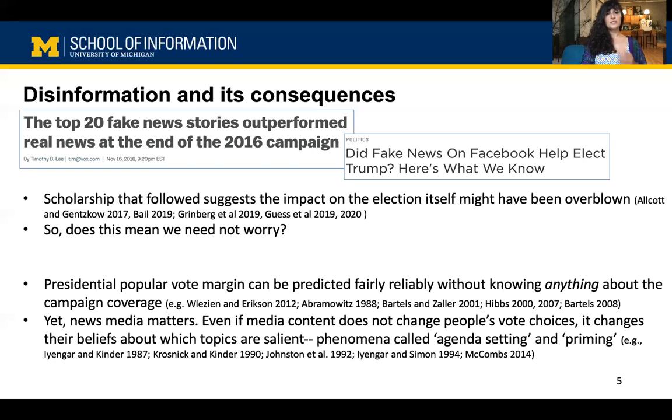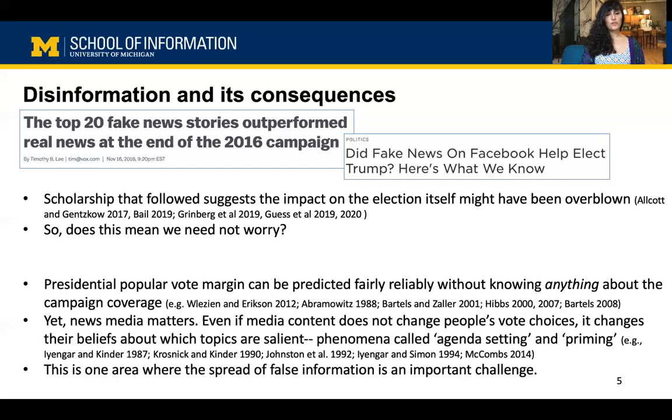Even if, for instance, the media content does not change people's vote choices, it changes their beliefs about which topics are salient and which issues people base their voting decisions on, the phenomenon called agenda setting and priming. And this is one particular area where the trend of misinformation, disinformation poses an important challenge.